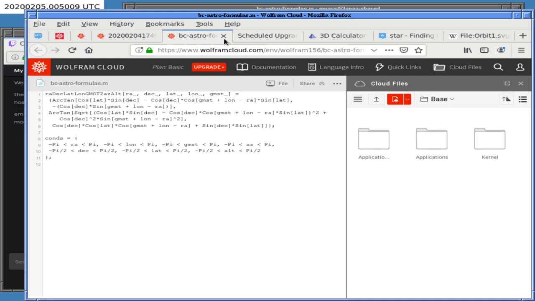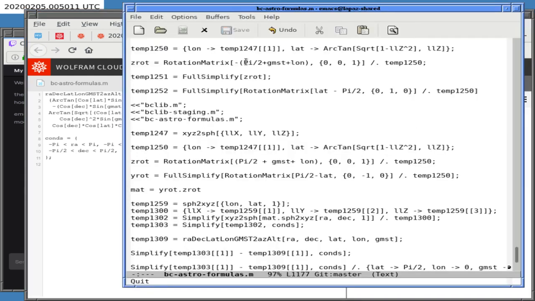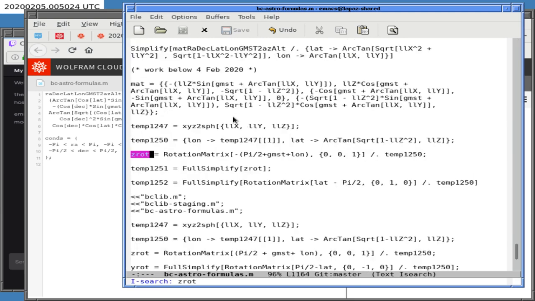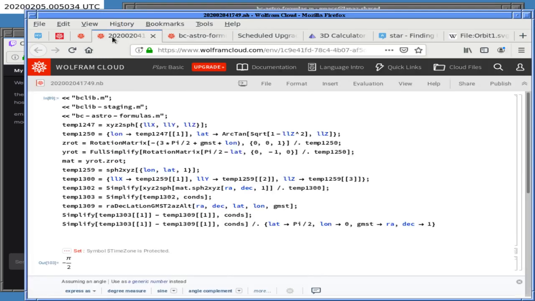Okay, let me see if I can dig it up from GitHub. The whole idea behind GitHub, one of them, is that you can use it as a sort of backup, but I know the z-rotation matrix is wrong here. Let's see how far up we can go and see z-rot. This could be correct. Pi over 2 is 90 degrees. This could, in theory, be correct. So let's see what we have now. Okay. Actually, I guess pi over 2 could have been correct.